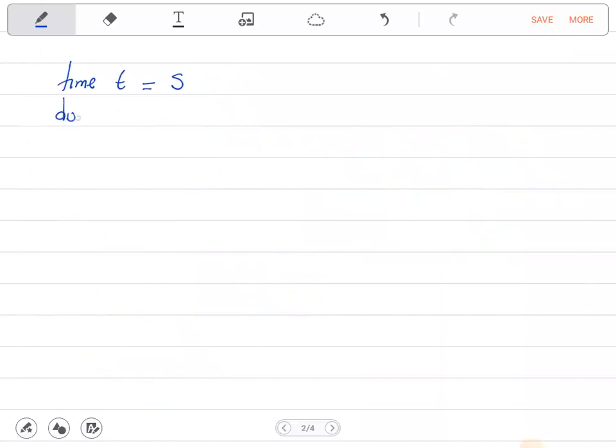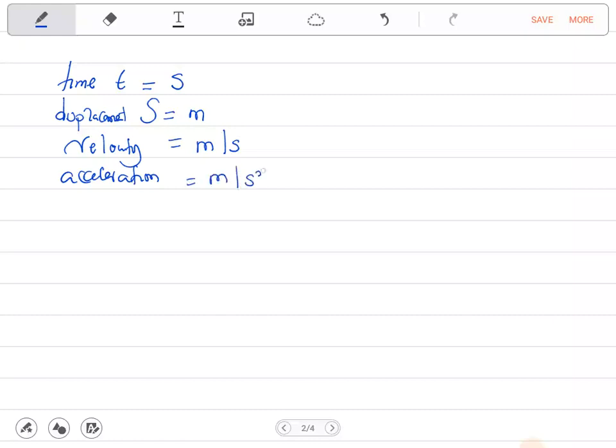Then we have displacement itself, which is just meters, which is length. Then we have velocity. Velocity is meters per second. Acceleration is meters per second squared. Sometimes you can find this one written as meters per second to the power negative 2. It's the same because this is just according to indices division. They are the same. There's nothing different there.